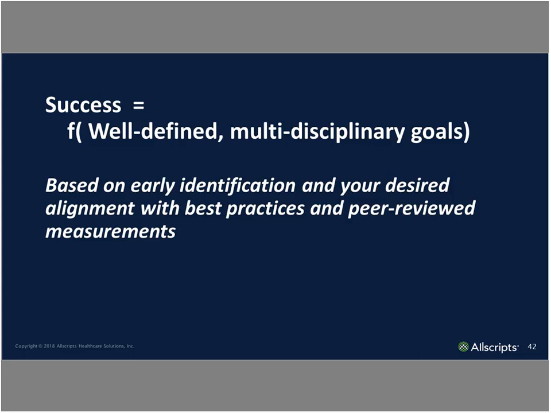In this regard, I've defined success as a combination of different components of a single function. The first element of success is to build well-defined multiple disciplinary goals. And Renee is going to talk about that as part of her presentation. You need to identify early what you want to measure and align best practices and peer review measurements with understanding how you're going to achieve those goals, and then monitor your success as you move toward those goals.